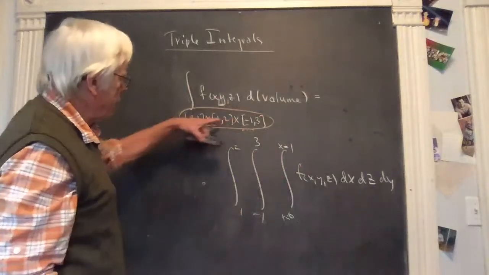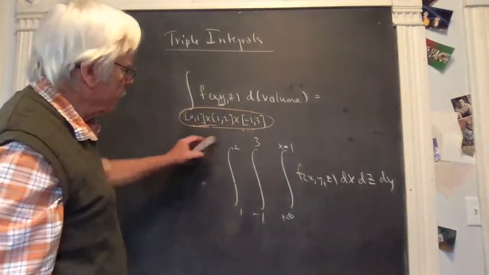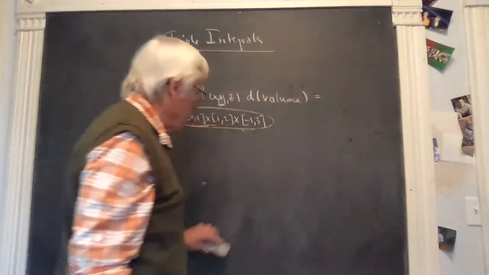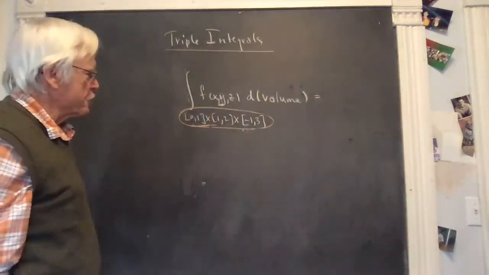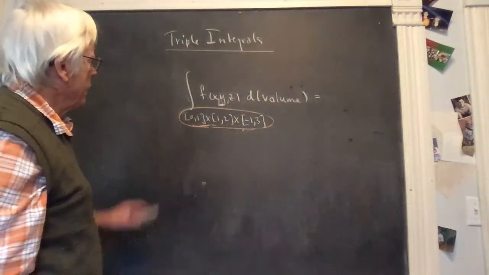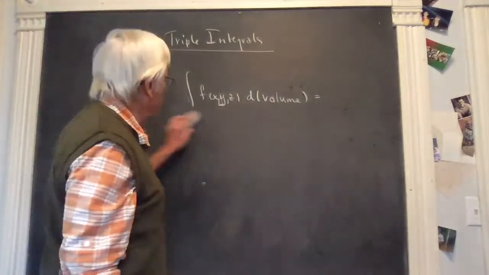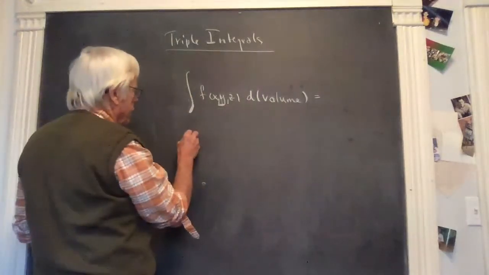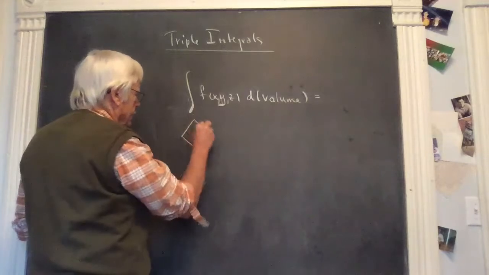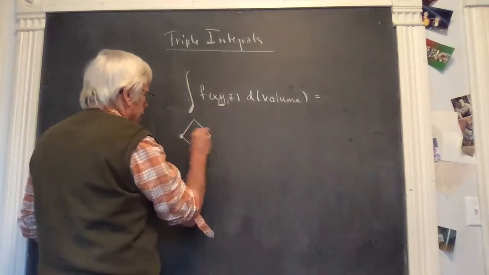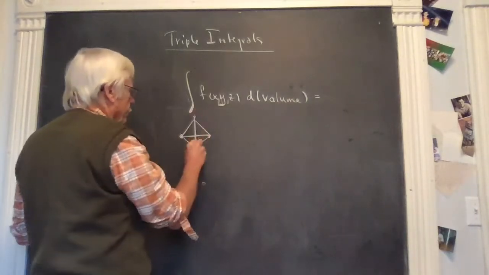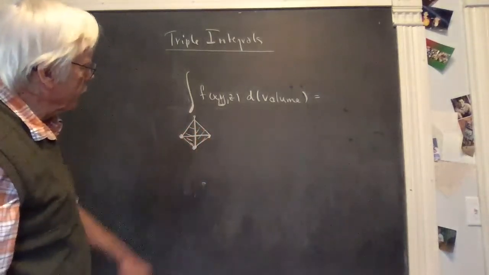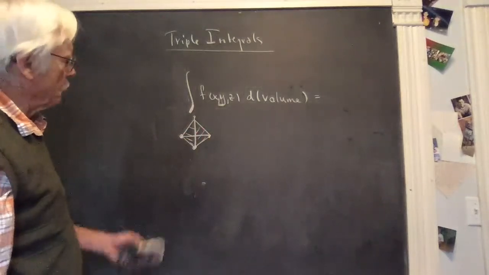The problem is what happens if your domain is not rectangular. I'd like to take a look at a couple of different versions here. Suppose that your domain is tetrahedral. That means that there are 4 points in your domain, and they determine a tetrahedron. And how do you deal with that?